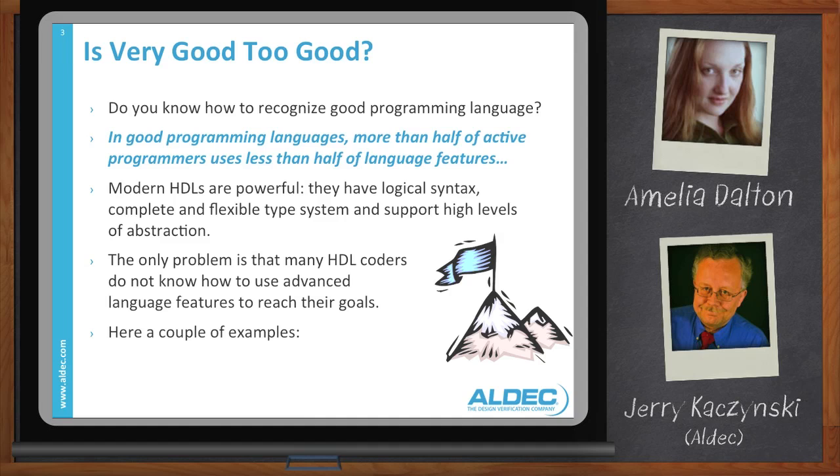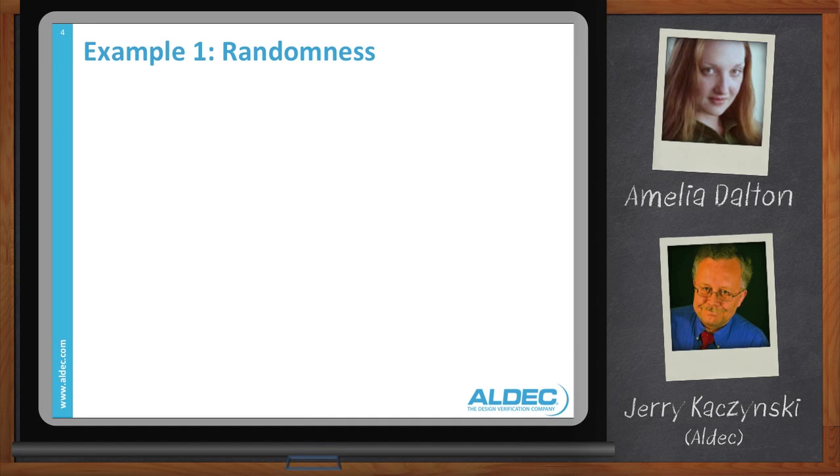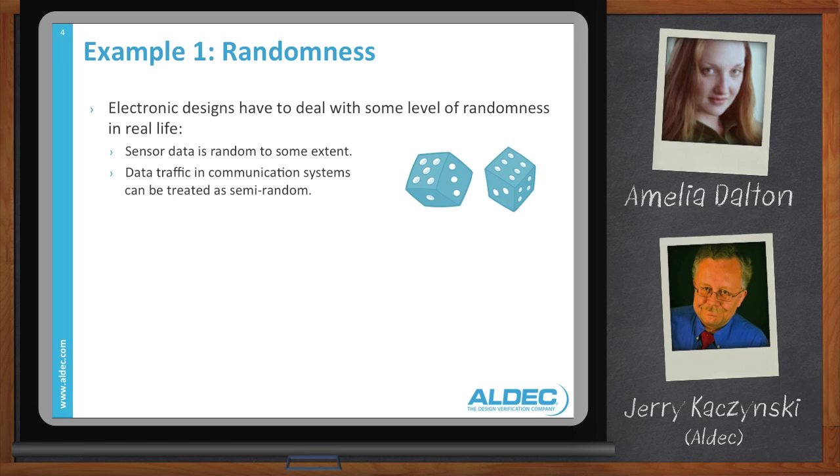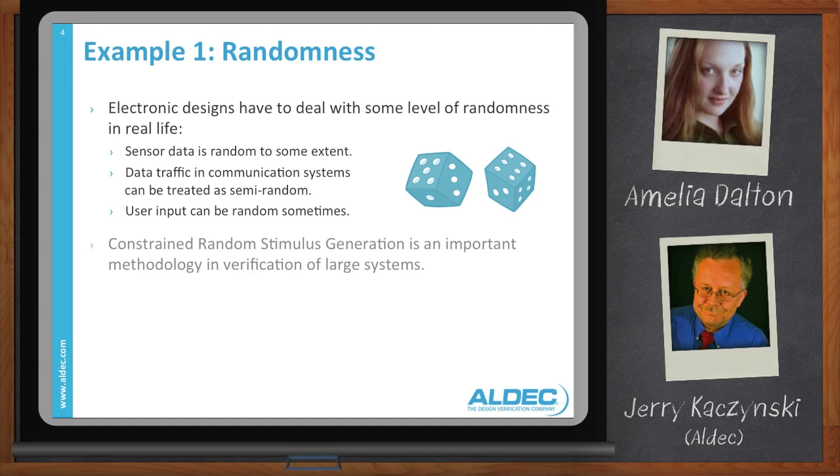All right, Jerry, show us some examples. Okay. Example number 1, randomness. Electronic designs have to deal with some level of randomness in real life. For instance, sensor data is random to some extent. The data traffic in communication systems can be treated as semi-random. User input can be random sometimes, or at least it should be treated as random to predict unexpected behaviors.